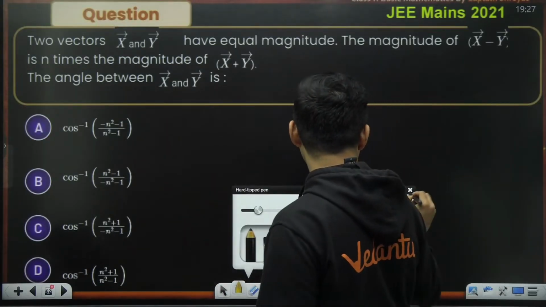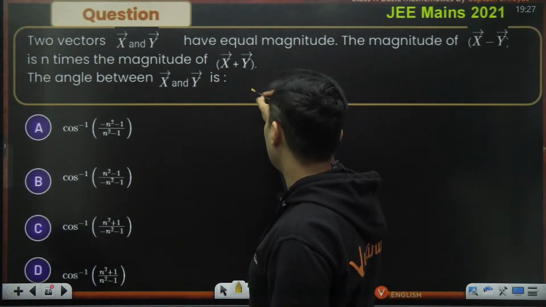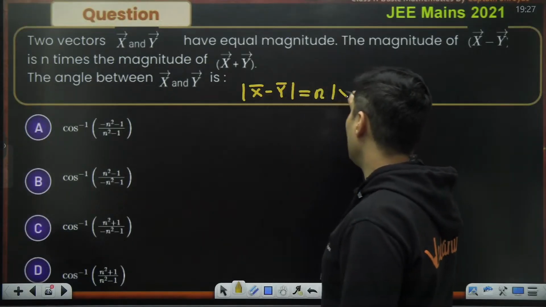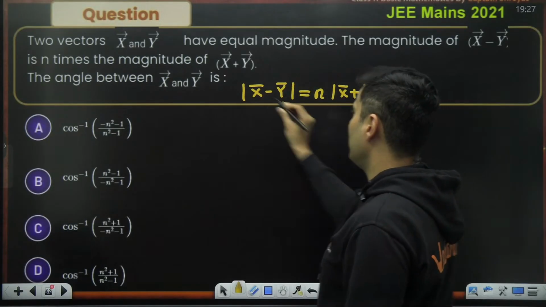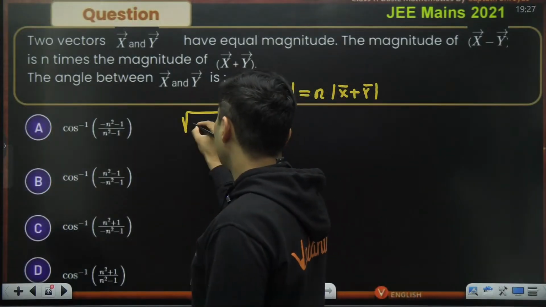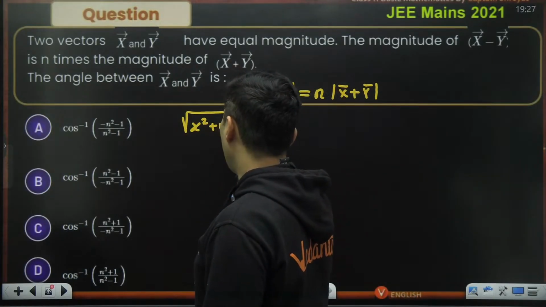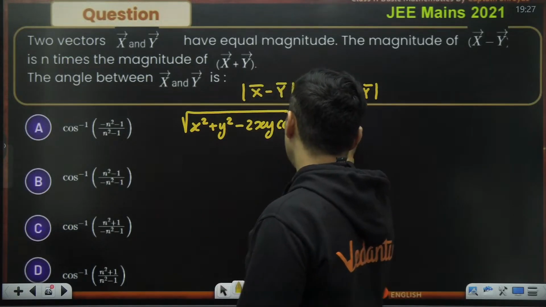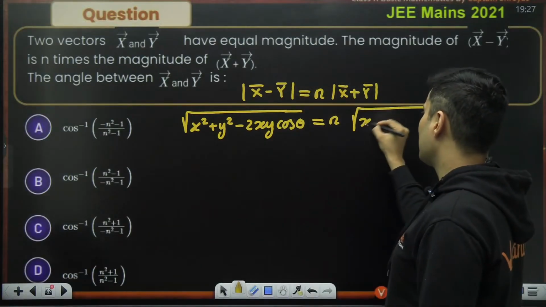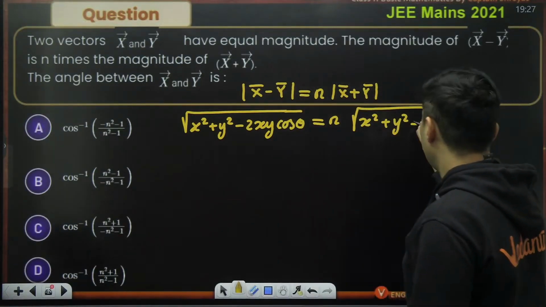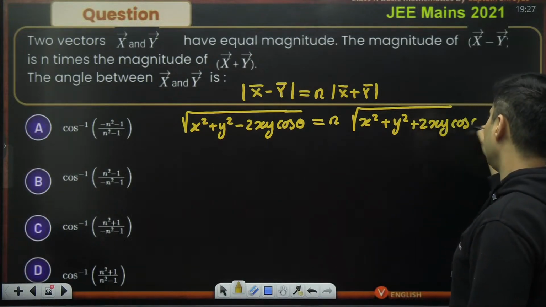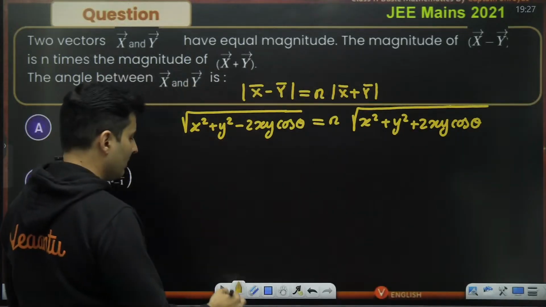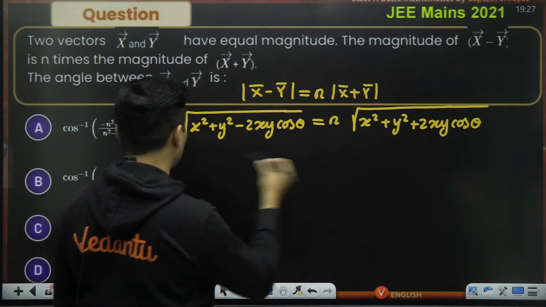That's it. So over here, as you can see, the magnitude of x minus y is n times the magnitude of x plus y, the resultant. x minus y means root of x square plus y square minus 2xy cos theta. Okay, n times x plus y means root of x square plus y square plus 2xy cos theta. Both these vectors also have equal magnitudes. Keep that in mind. But before doing that, let's square both sides.